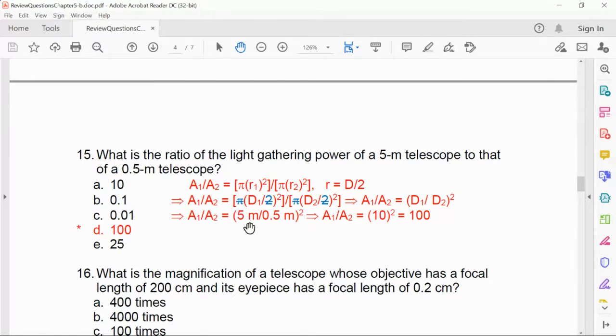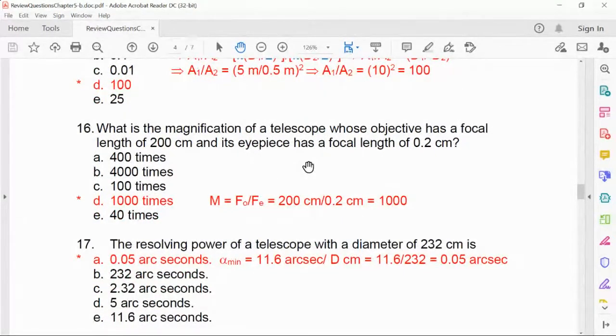So if I use 5, the mirror is 5 meters, as compared to 0.5 meters, 5 over 0.5 will give me 10, and 10 squared will give me 100 times. So just going from 0.5 to 5, that actually enhances my light gathering power by 100 times.